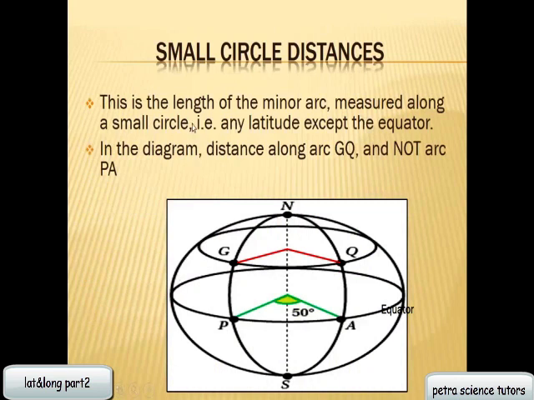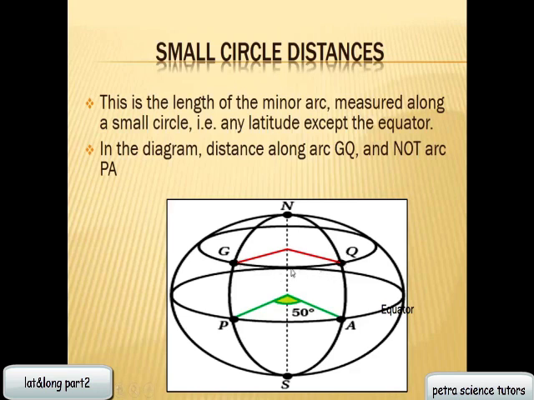So let's continue. How about small circle distances? Small circle distance is the length of the minor arc measured along a small circle. Just like the name says, small circle distances. We are looking at the length of the minor arc, because the minor arc is simply the shorter arc. The other way going round will be a major or longer arc distance, but we're interested in a minor arc, because pilots want to travel the shortest distance.